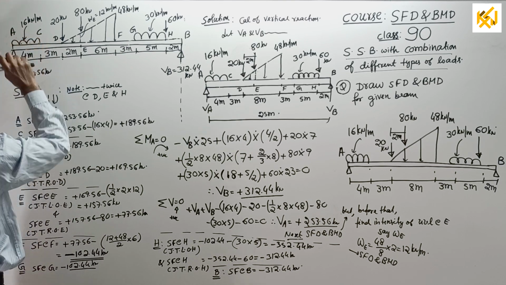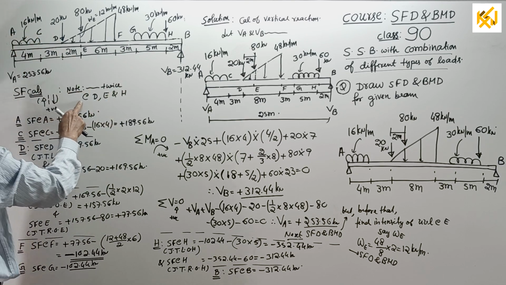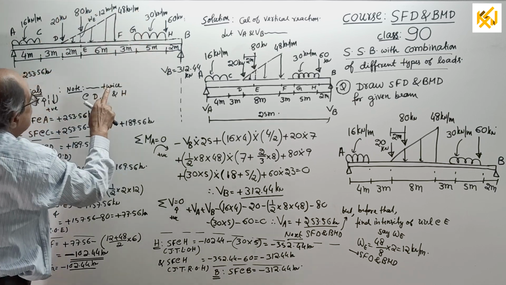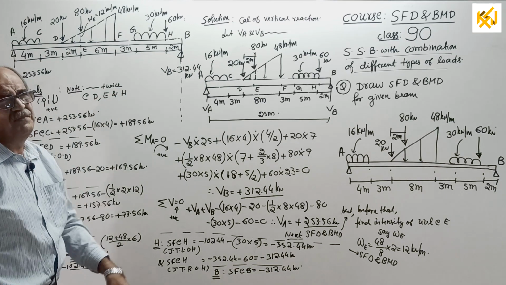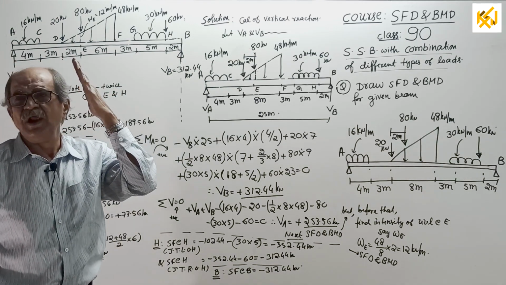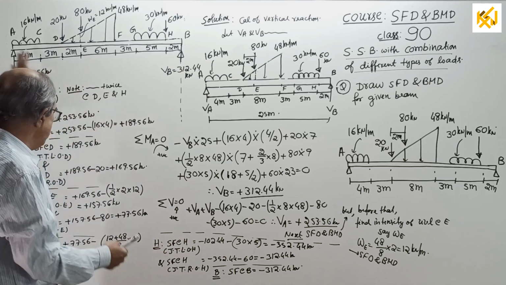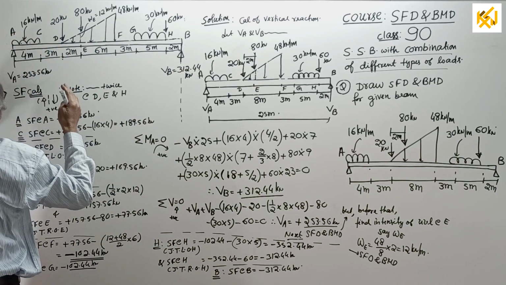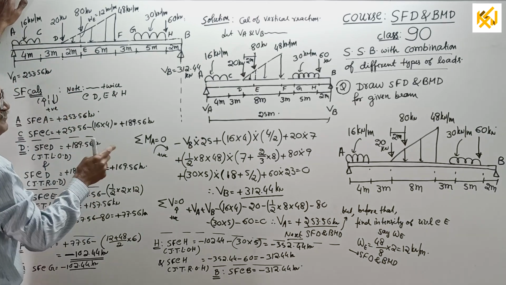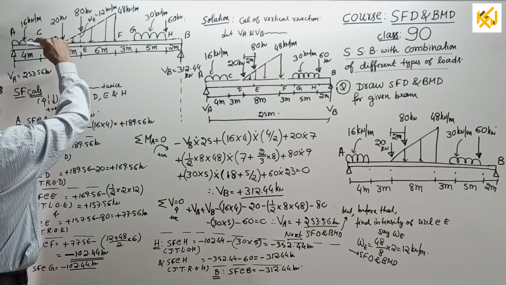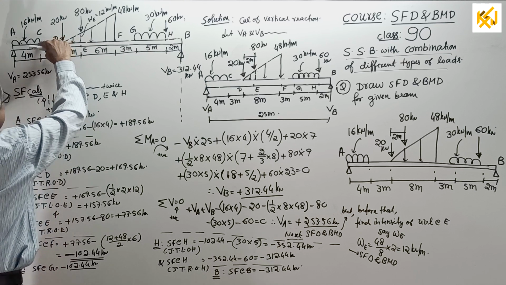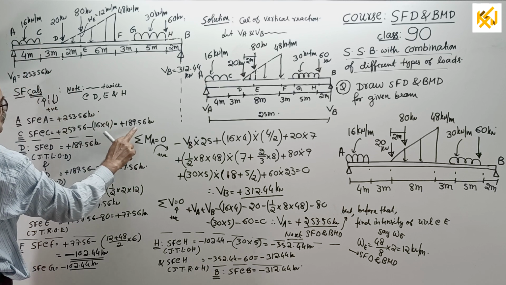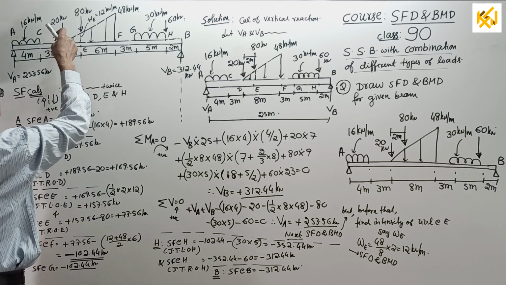Plus 253.56. Before that, make a note: at D, at E, and at H, shear force calculation is done twice. I don't remember how many times I have told this, so write it if you want. Start: shear force at A, slightly come inside, plus 253.56. Then shear force at C: whatever you got here, 253.56 minus 16 into 4. You get the answer. Shear force at D, point load is there.